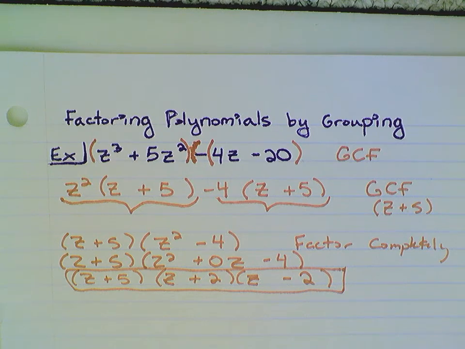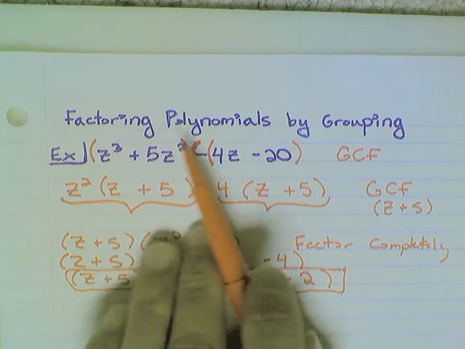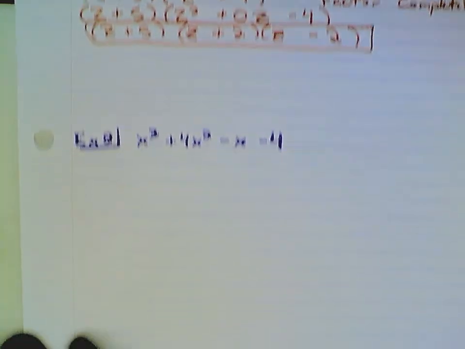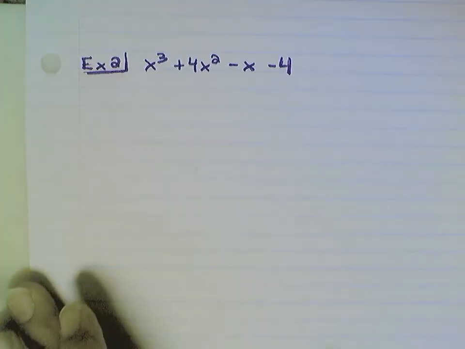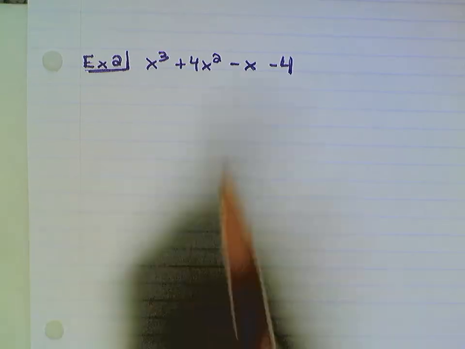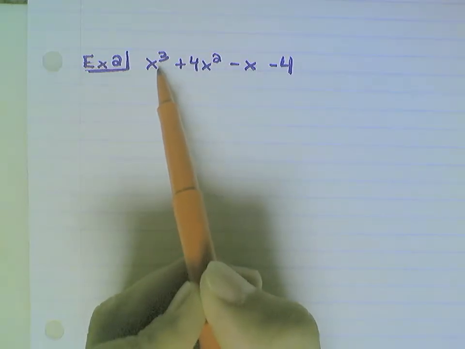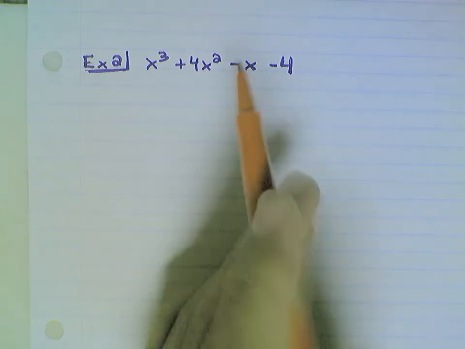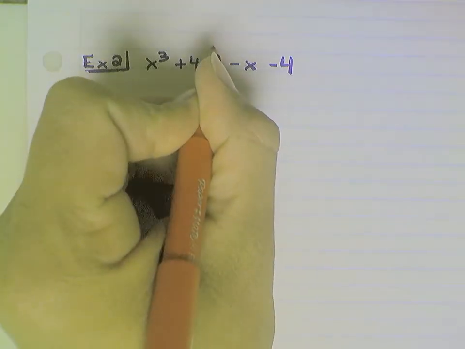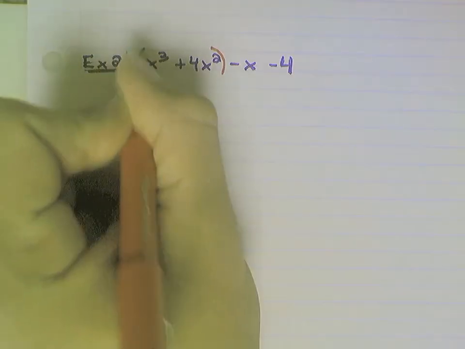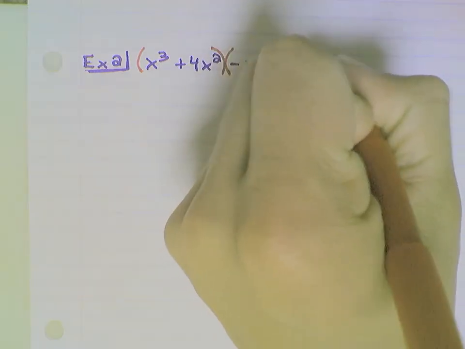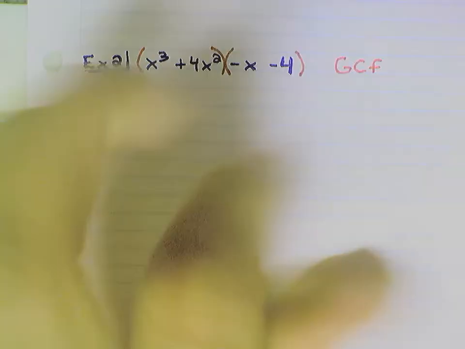Alright, in this video I'm going to do another example of factoring polynomials by grouping. Once again, we factor polynomials by grouping when we have four terms. Notice that this example 2 has x to the third plus 4x squared minus x minus 4. When we factor by grouping, we group the first two terms and group the last two terms. And then we look for the greatest common factor in each of those groupings.